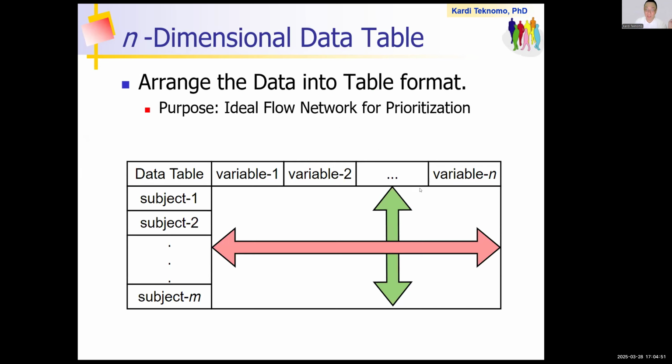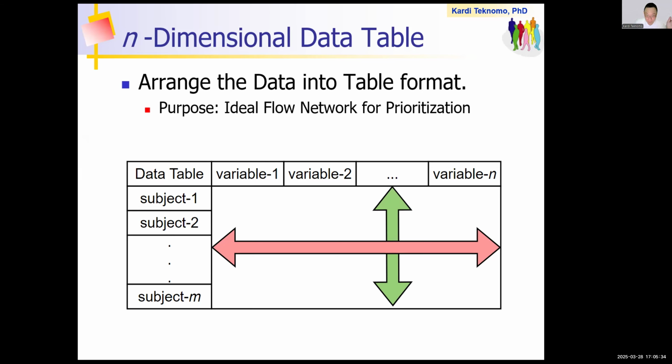So what is that table? The table data is something like this. You have just two-dimensional data. On the row is the subject. The subject can be the task, can be the projects. And then in each column you have variables. So you will have n variables and m subjects. Remember, the subject can be tasks or projects or any subject. Now our purpose is to use IFN, or ideal flow, for prioritization.